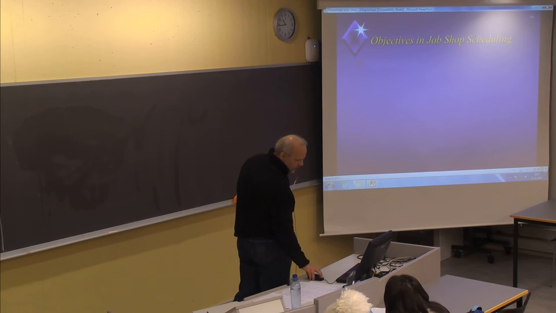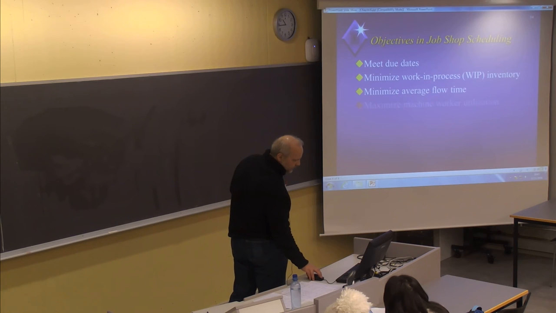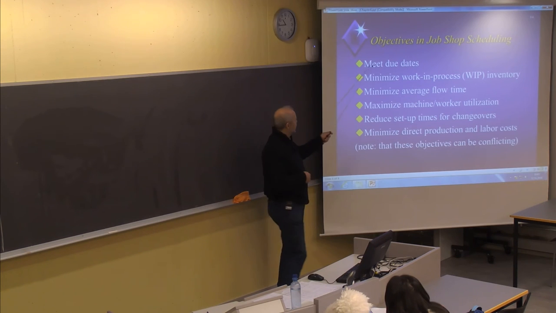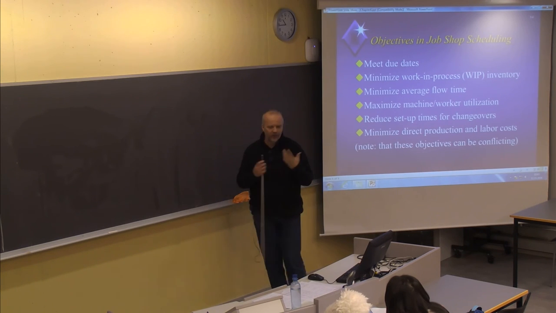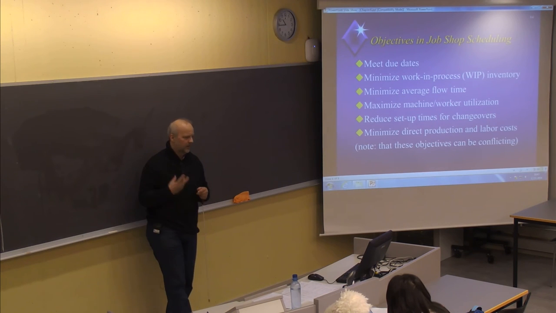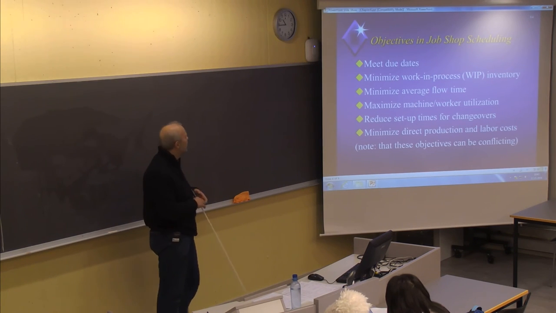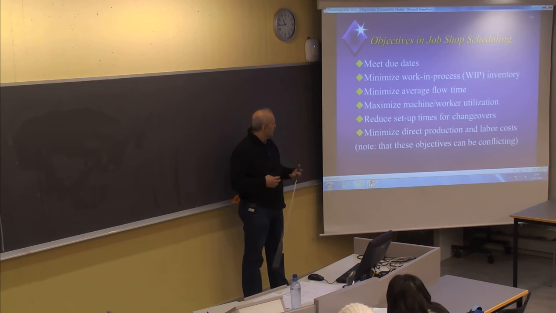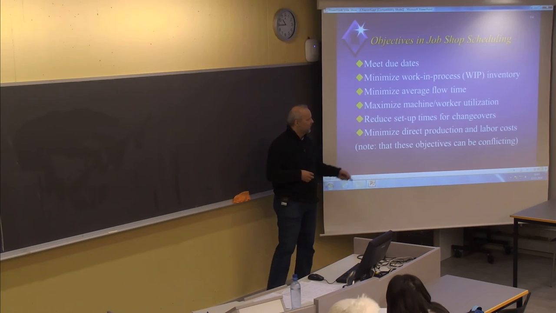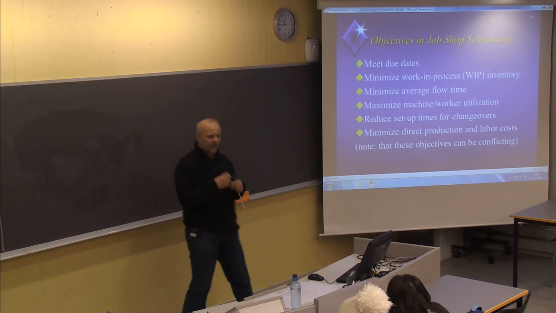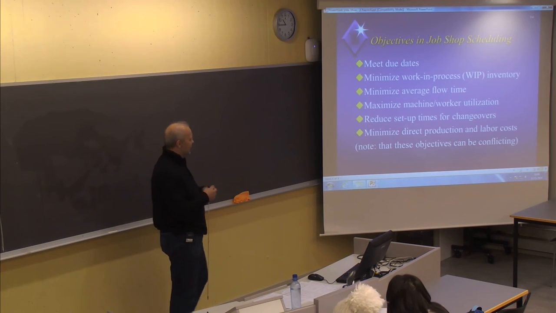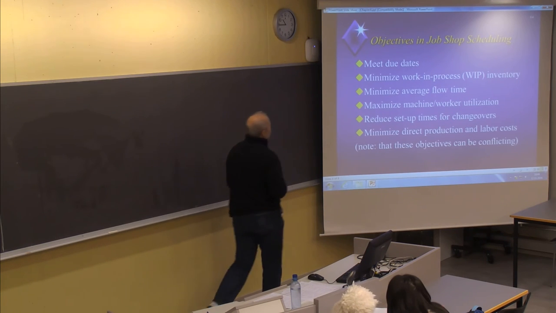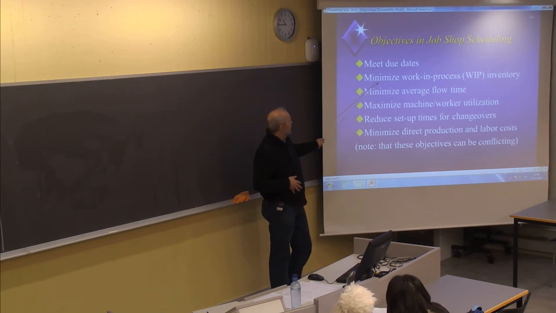So here we need to decide about the objectives, and one objective mentioned is meeting the due dates. The customers could have a due date by which they expect the product to be finished or delivered, and then meeting the due dates might be the main objective here, as well as possible. But as mentioned here, the objectives can be conflicting, and it's not always possible to meet all the due dates or meet all the requirements on the objective we have chosen. One other objective could be to minimize the work in process.